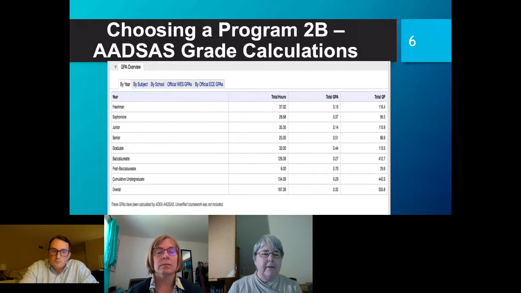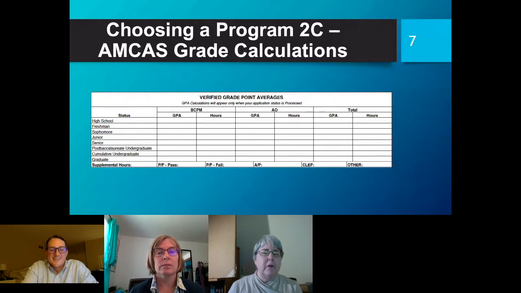on the next slide, which is the AMCAS GPA calculation, where you can see freshman, sophomore, junior, senior of undergrad. If a student takes post-bac undergraduate level courses in any kind of program, or designs their own kind of program here, then you will have that line be filled. And then there's a cumulative undergrad that would encompass the post-bac. And then the graduate line stays separate, as you can see. The BCPM stands for biology, chemistry, physics, astronomy, math, and statistics. All other is AO, and then the total.